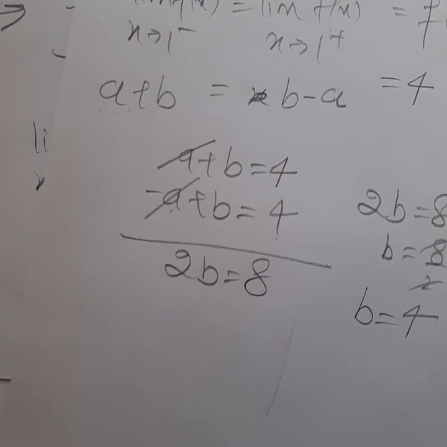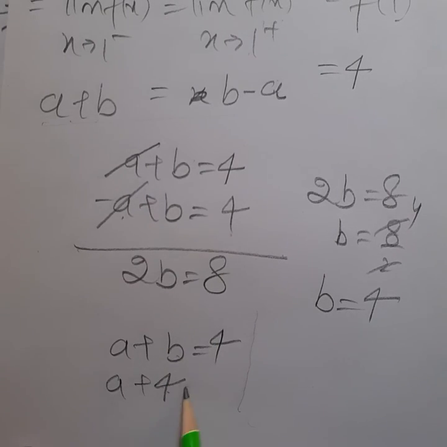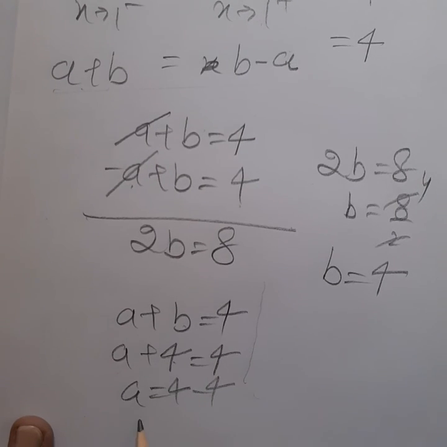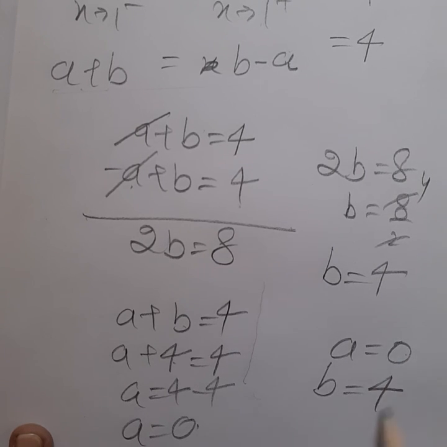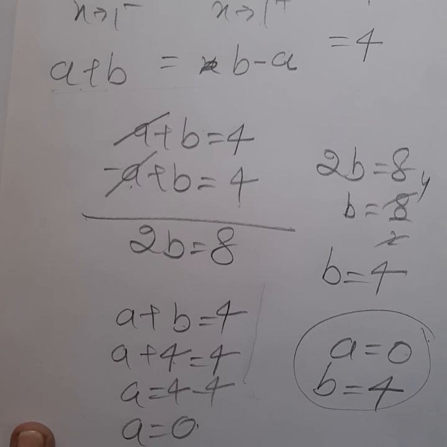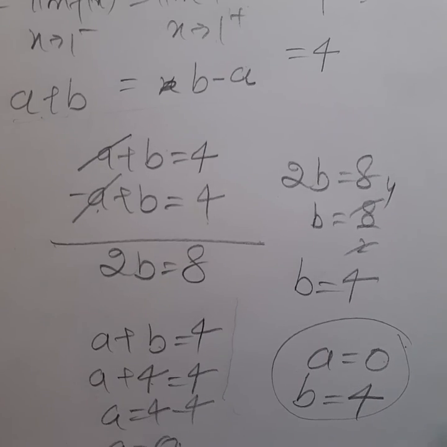And if we put the value b is equal to 4 in our first equation, we get 4 minus 4, and the value of a is 0. So we get our two constants: a is equal to 0 and b is equal to 4, because we are given that the function is continuous.